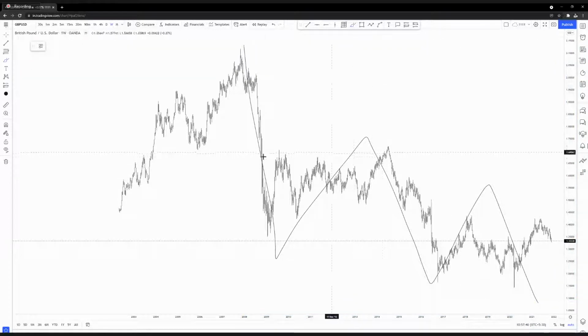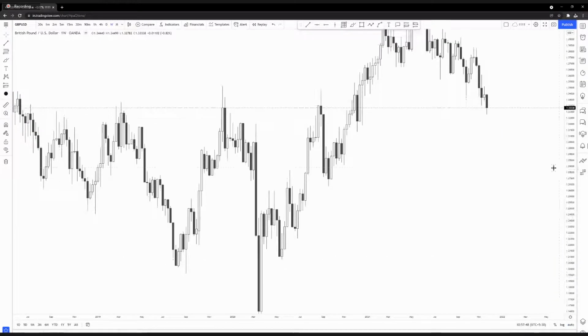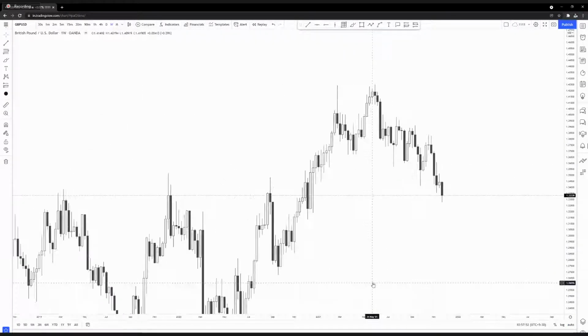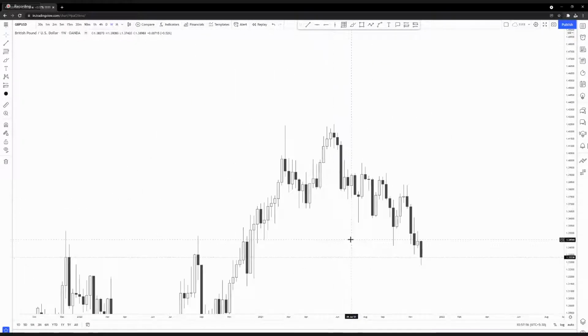I don't want a projection for the next couple of years or anything. Price might never get into these areas. Who knows? Okay, might never get there. All I want to see is the current price action on the weekly. I'm not even going to zoom out like this. This is all I want to see.